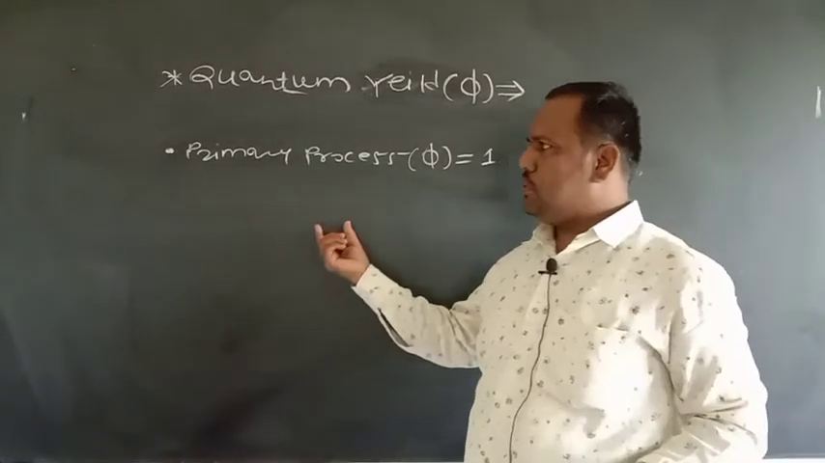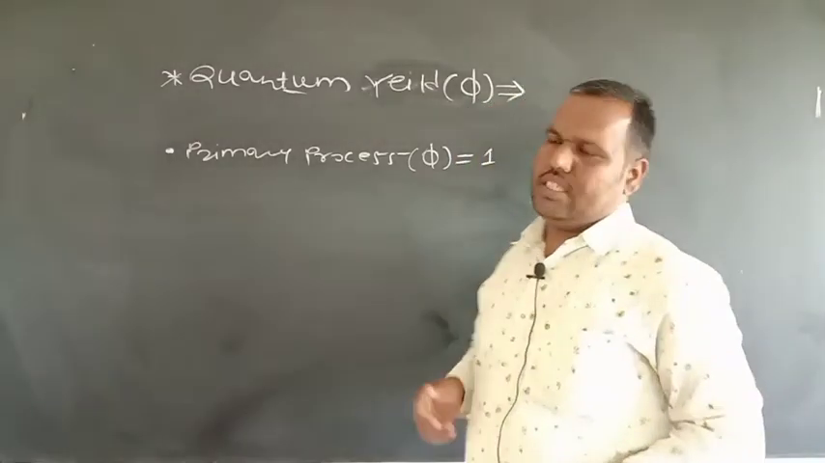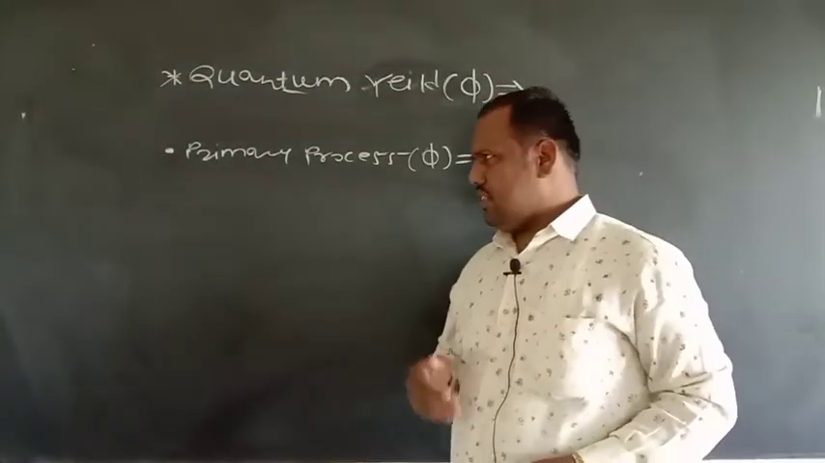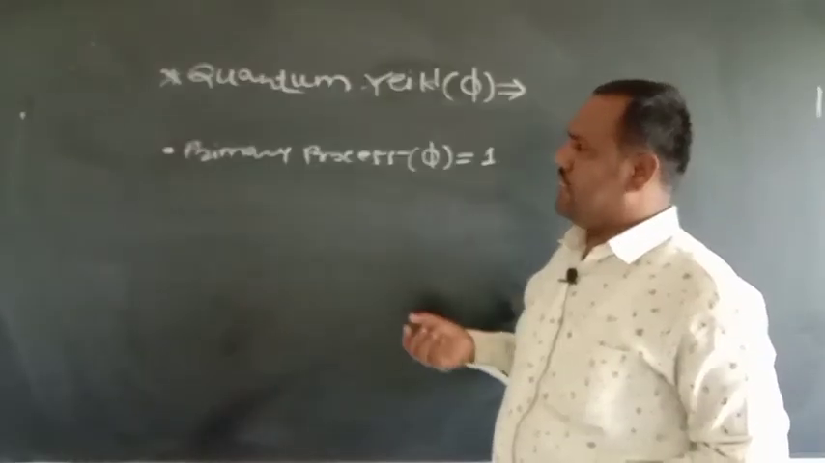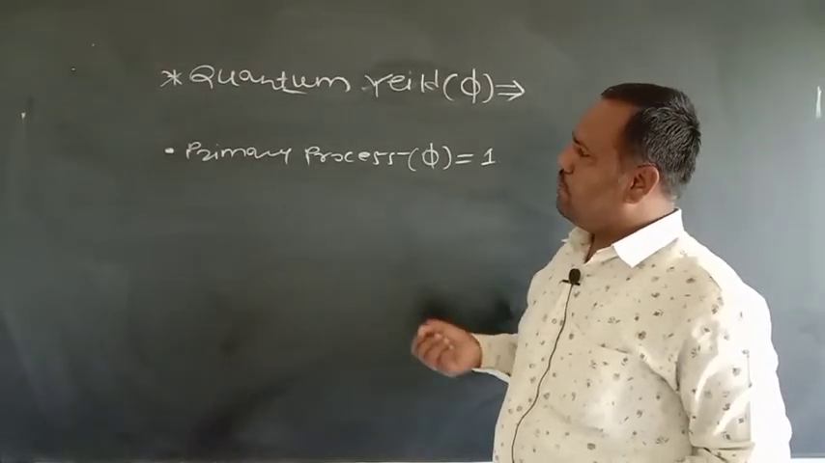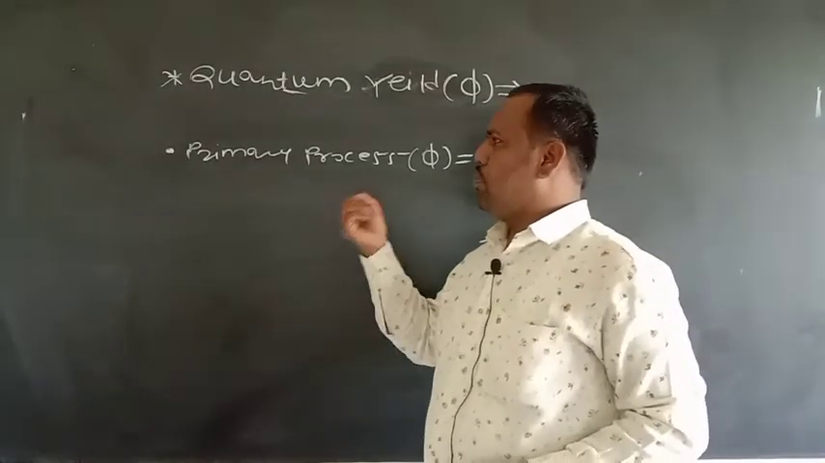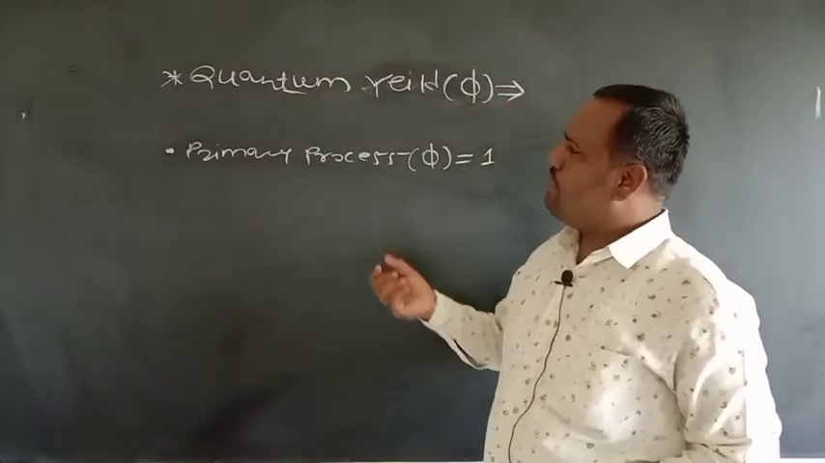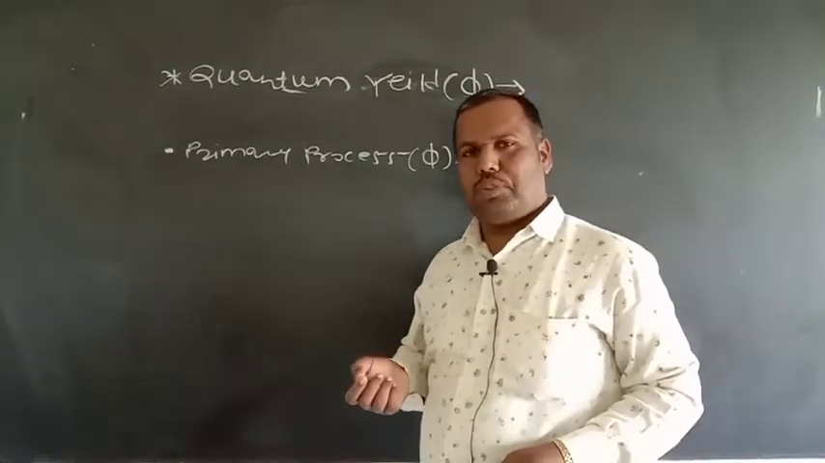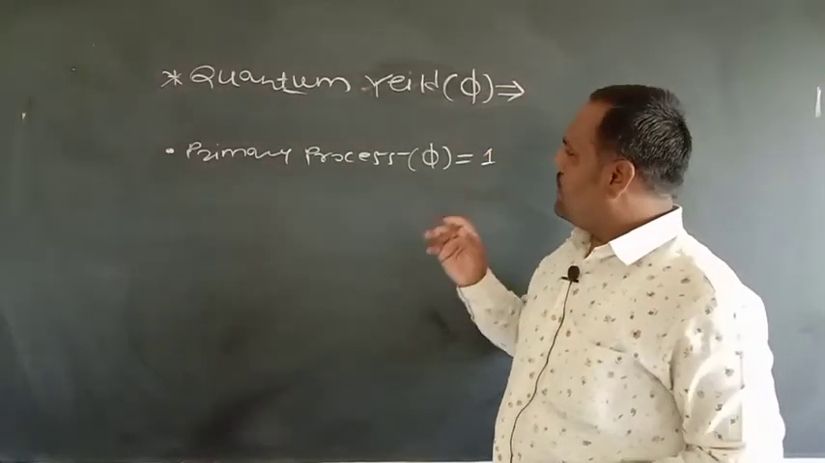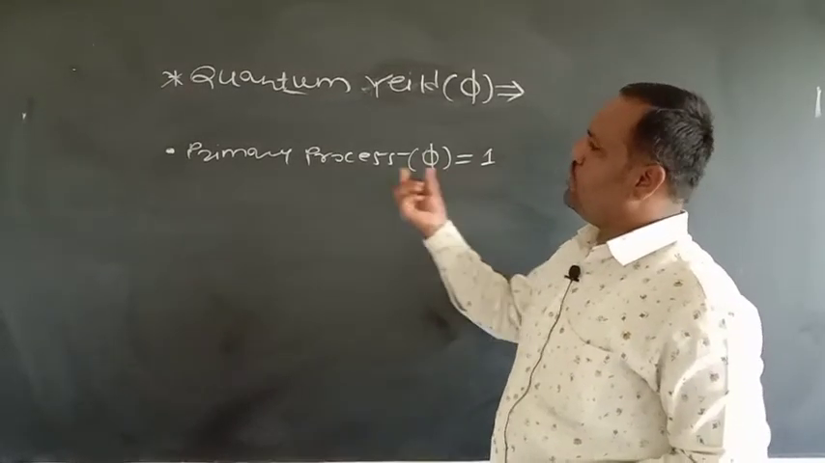So what is primary process? One molecule absorbs light radiation, goes into the higher energy state, that is excited state, and then converts into the product. But practically, this is a very limited process. Not only primary process occurs in photochemical reaction, but there is a secondary process also. So the quantum yield is unity for primary process.